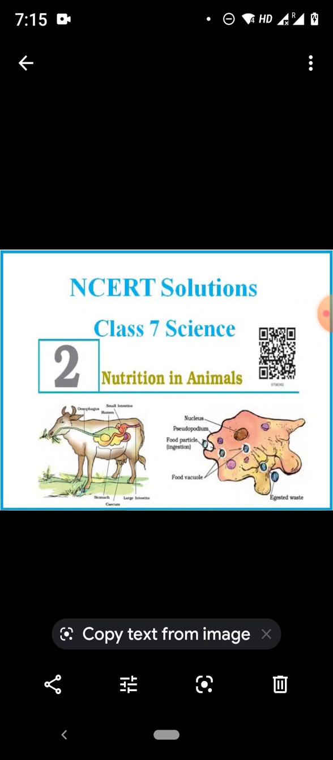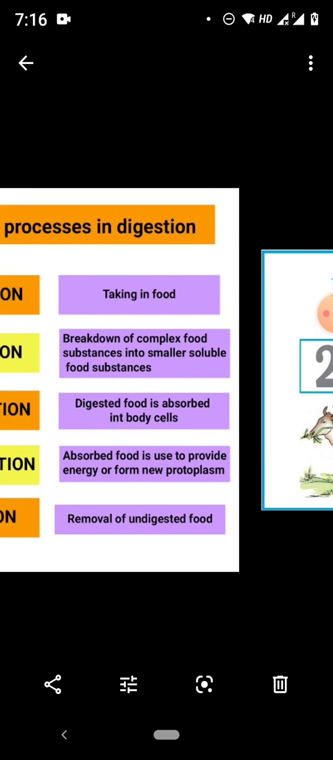Children, in this chapter you will learn about the nutrition that takes place in different animals. Like you will learn how nutrition takes place in humans, in ruminants and in amoeba, and about tooth decay, the cause of tooth decay, and what happens when teeth are decayed. So all these you will learn in this chapter. So let us begin with this chapter, that is Nutrition in Animals.